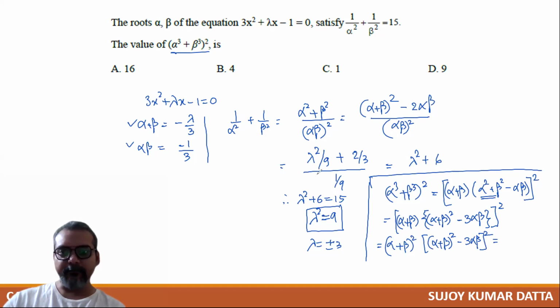So alpha plus beta squared. Now we know alpha plus beta is minus lambda by 3. Squared, it's lambda squared by 9. But then lambda squared itself is 9, right? So that is basically 1. So this again becomes 1 minus, now 3 times alpha beta is 3 times minus 1/3, so that is negative 1, with a minus, so it becomes plus 1 and that's squared. So it's 2 squared times 1, so the answer is 4. So that is the second option.